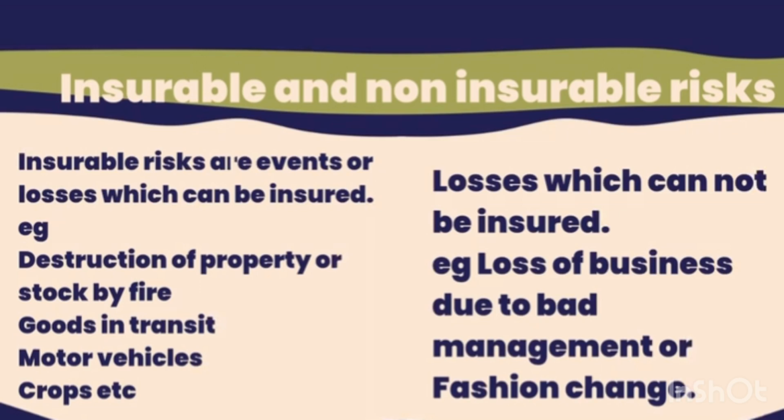Then goods in transit, you can also insure the goods in transit. Motor vehicles, you can also insure a motor vehicle. Crops, etc. But non-insurable risks are losses which cannot be insured. For example, loss of business due to bad management or fashion change. Bad management, this is not a risk. It's just your recklessness that has led to this loss. So this risk cannot be insured. So these are the two types of risks: insurable risks and non-insurable risks.